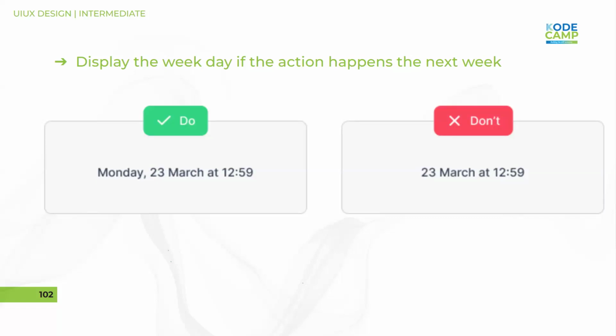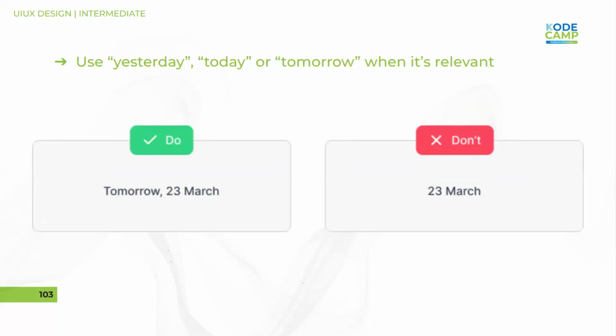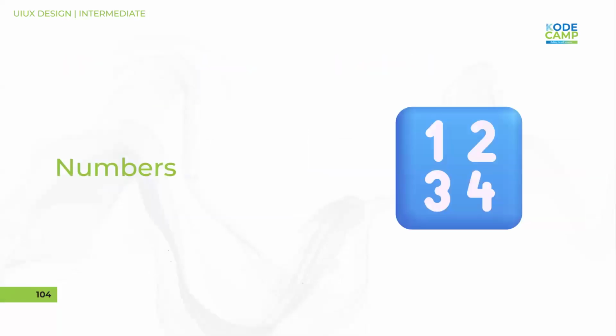So when displaying the weekday, always apply the weekday it happened, which is the Monday. All right. So use yesterday, today, and tomorrow when it is relevant. Use it when it is relevant. And then we go to the next element we'll be talking about, numbers.